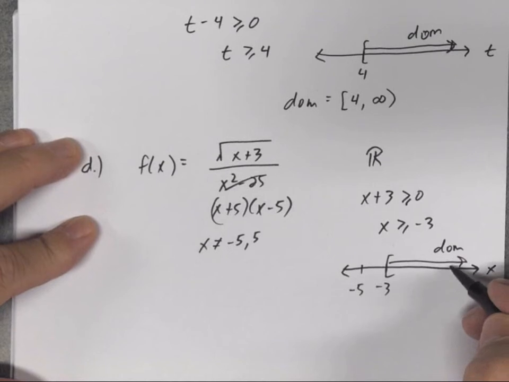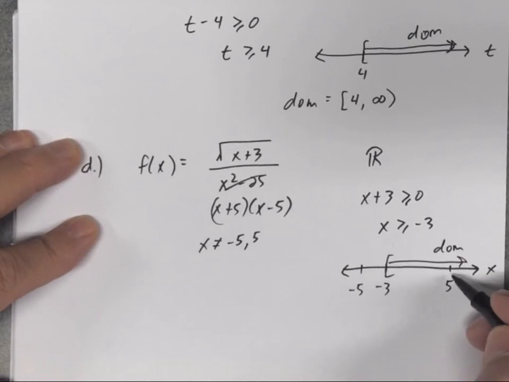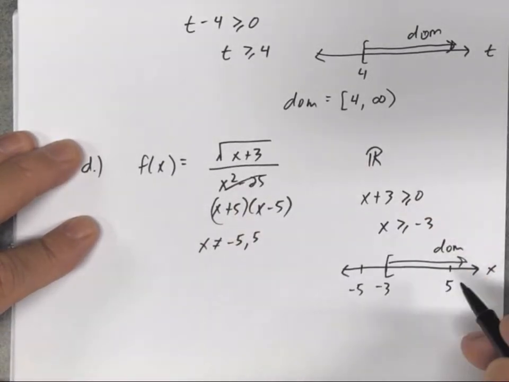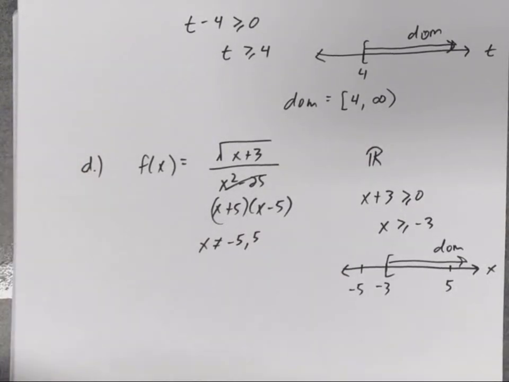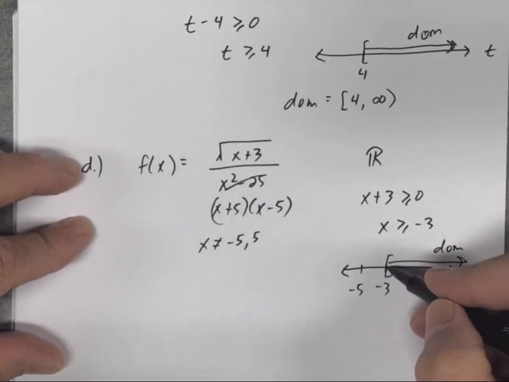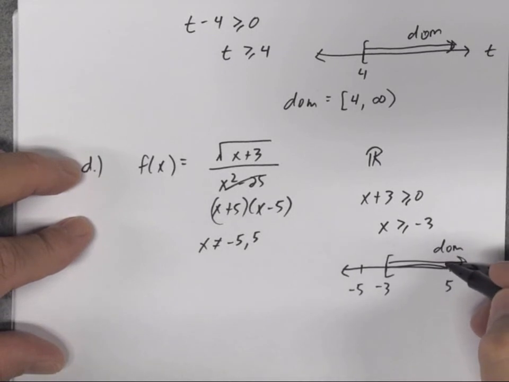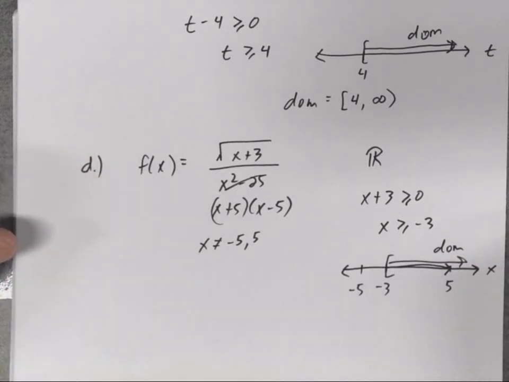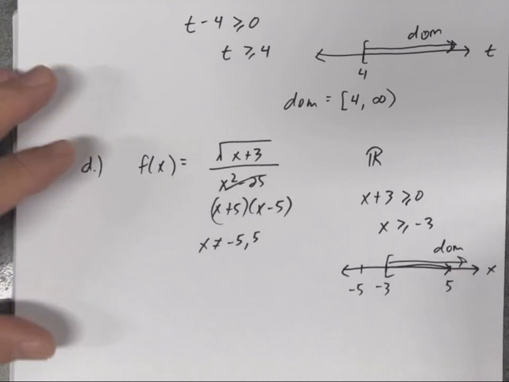However, look at where 5 is. 5 is over here. If it was up to the square root, 5 is a perfectly fine number. It should be in the domain. However, the denominator says, wait a second, 5 is not okay. 5 cannot be part of the domain. So how do we take into account both of these, the square root and the denominator? Well, what you do is you start here at -3 and you go to 5 and you stop because 5 cannot be part of the domain.